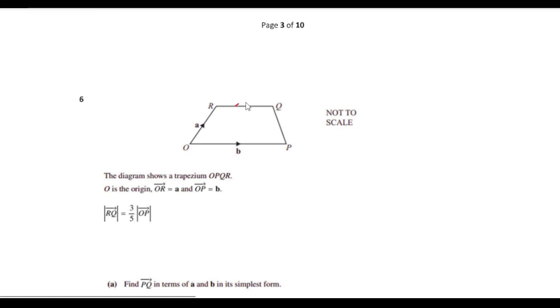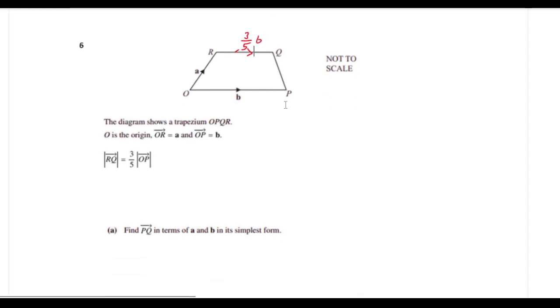Magnitude wise, this is going to be 3 divided by 5 times of this OP. So OP I will write as b. Now I have to find out PQ in terms of a and b. So PQ, I can write this PQ bar. PQ bar can be written as, applying the polygon law of vector addition, PQ bar can be written as PO bar plus OR bar plus RQ bar.